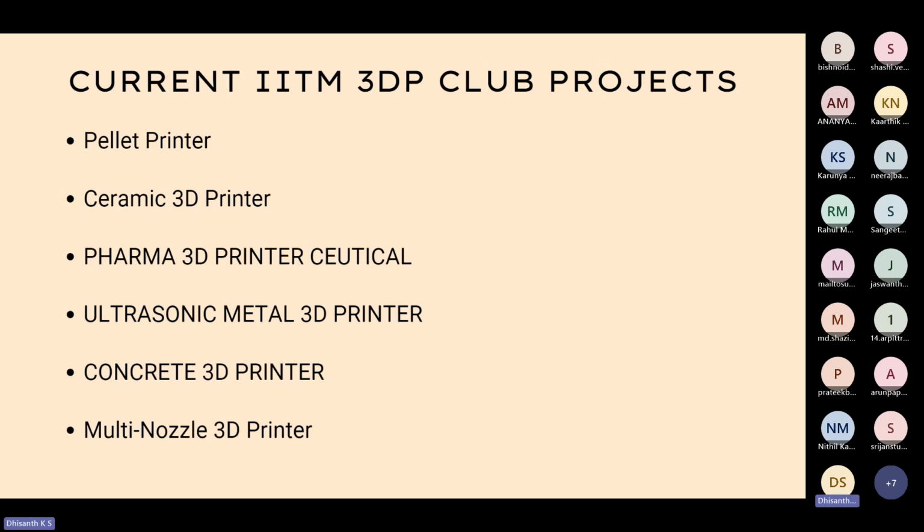Next, ultrasonic metal 3D printer. As we saw earlier, this ultrasonic metal 3D printer is an advance of what we saw earlier, using less energy. The lasers or nozzles use more power, but the ultrasonic metal 3D printer uses less power. Next is the concrete 3D printer. As from the name, the concrete 3D printer is designed to print a wall or a structure using cement or concrete. Next, multi-nozzle 3D printer.